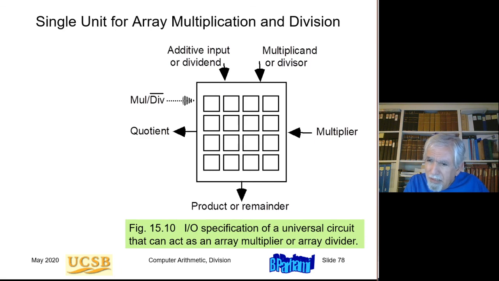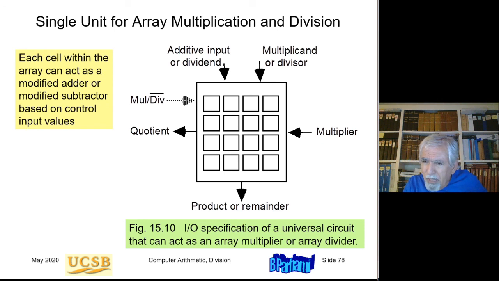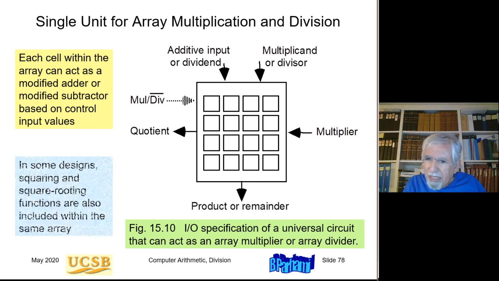And in fact, we haven't talked about square rooting yet. It's possible to combine the square rooting function into the same array, because when we talk about array square rooters in a few lectures, you will see that the structure of an array square rooter is also similar. So each cell within the array can act as a modified adder or modified subtractor based on control input values. And as I mentioned, in some designs, both squaring and square rooting functions are incorporated into this array to make it truly universal.